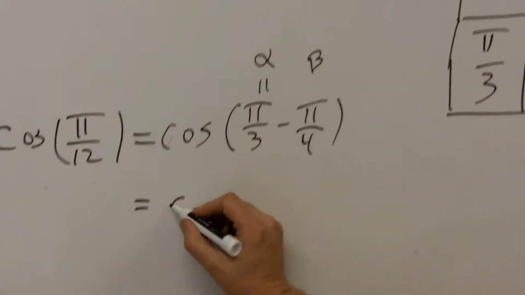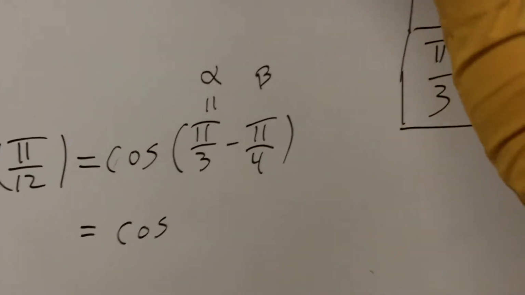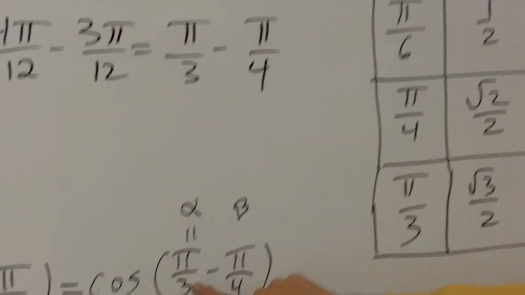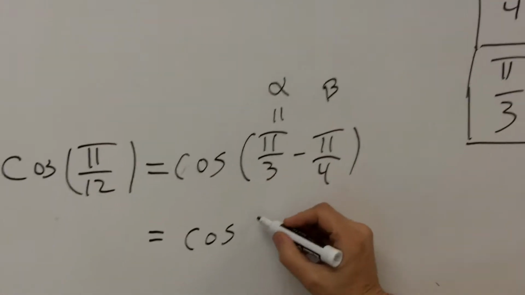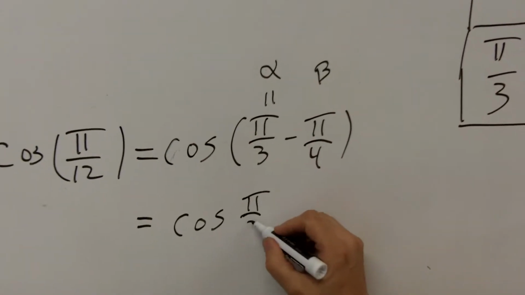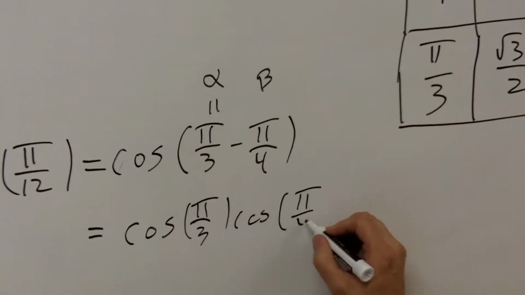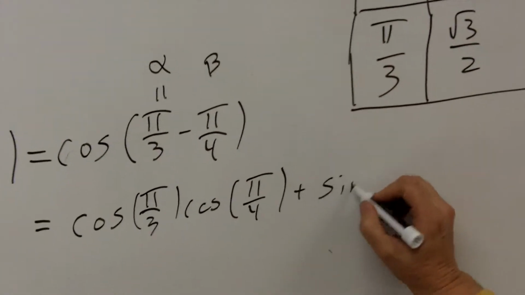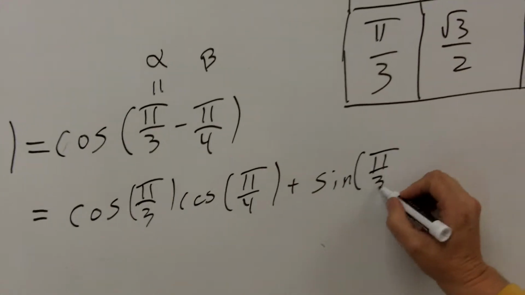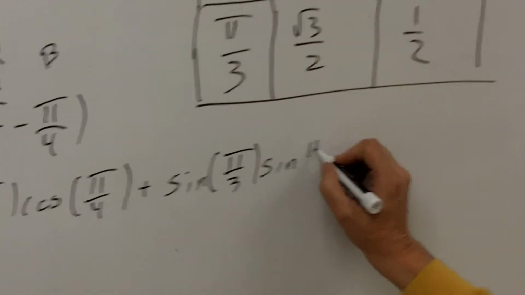So I have that this is going to be equal to the cosine of alpha, and my alpha is pi over 3. So it's going to be the cosine of pi over 3 times the cosine of pi over 4 plus the sine of pi over 3 times the sine of pi over 4.